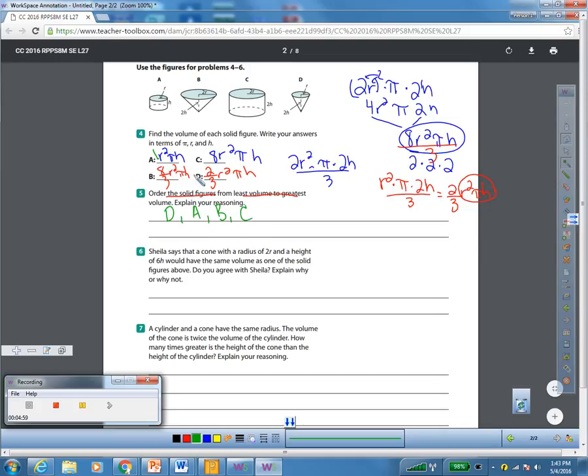Okay? And to explain that reasoning, I'm really just looking at this part of my answers because everything else is the same. So I can just order based on which number is least to greatest.